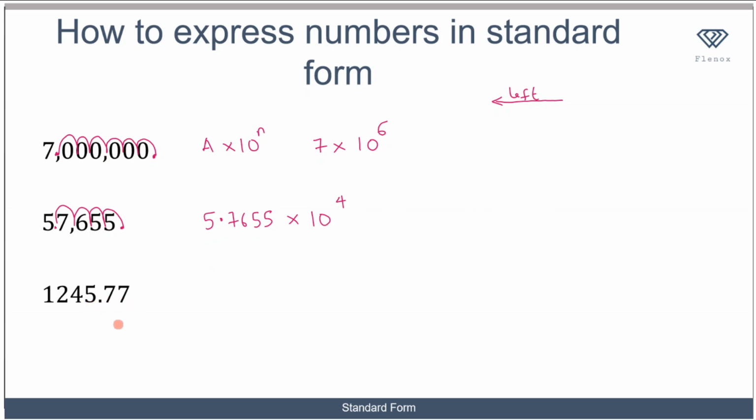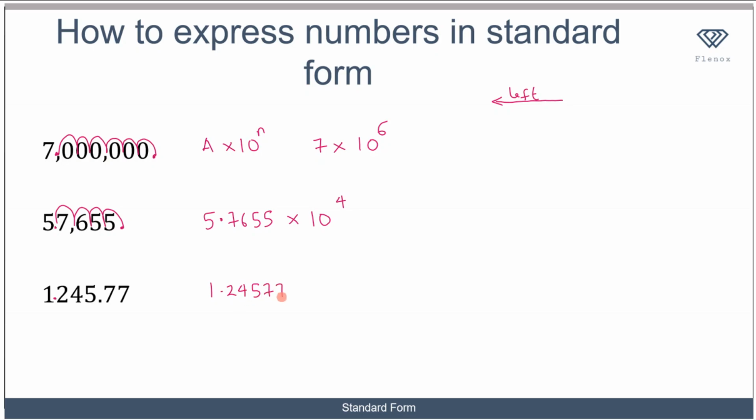And also let's look at this one, in which the decimal point is here, but I want to move it to a point in which I have a number between 1 and 10. The only point I can move it to is this point over here, because when I move it here I have 1.24577, so I can write that out.